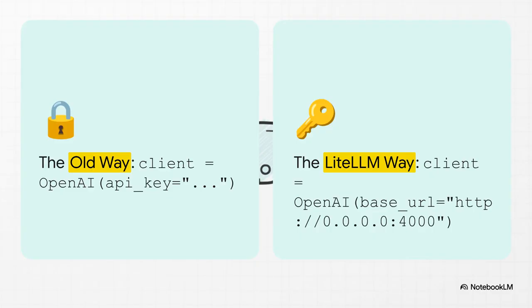Okay, so let's get down to brass tacks. How hard is this to actually do? You're gonna love this. If your code is already using the standard OpenAI library, you literally change one line. Instead of pointing your code to OpenAI servers, you just change the base URL to point to your local LiteLLM proxy. That's it. Just like that, you've broken free. Your application is no longer chained to a single provider.